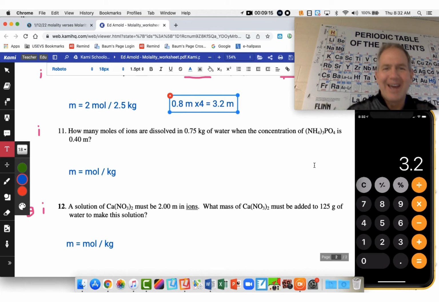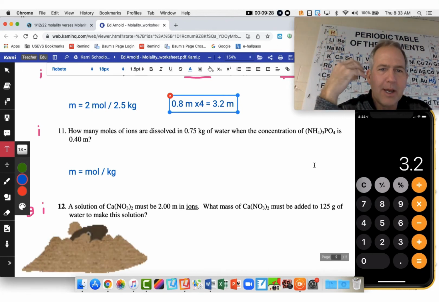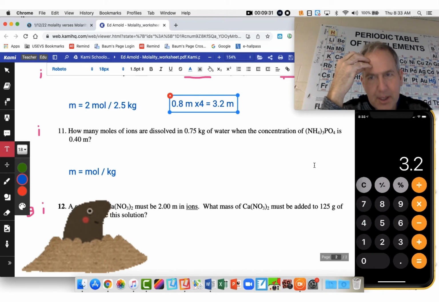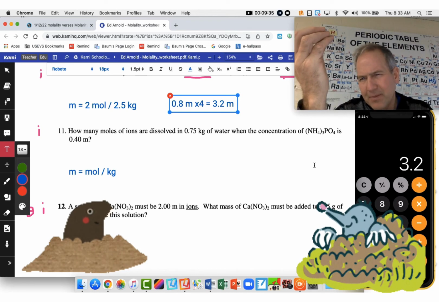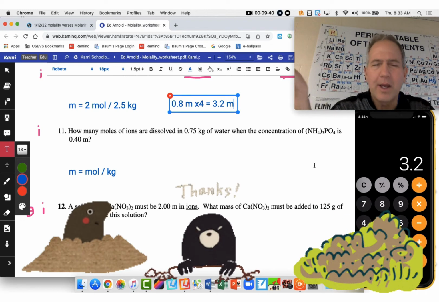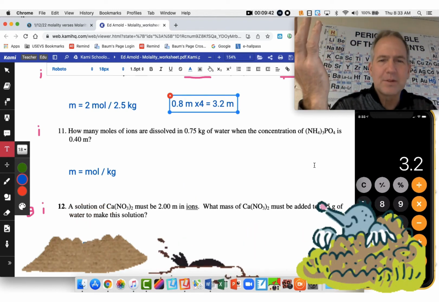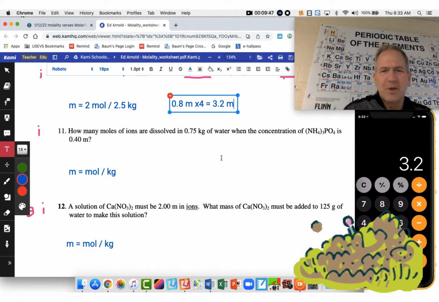Okay. How many moles of ions are dissolved in 0.75 kilograms of water when the concentration of the ammonium phosphate is 0.4? So this time we're trying to find the moles. Now we have choices. Do we want to multiply before or after? It's not a tough choice because it doesn't really matter. It works the same way. So I'm going to do it afterwards because, why not? Gives us smaller numbers in the beginning.